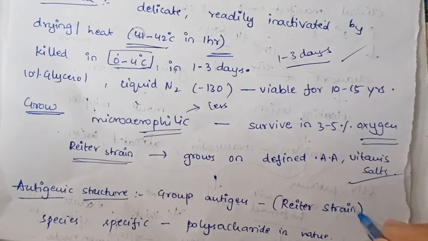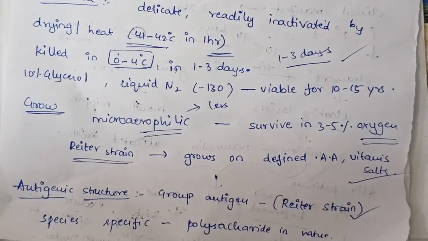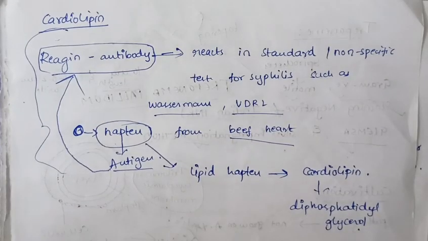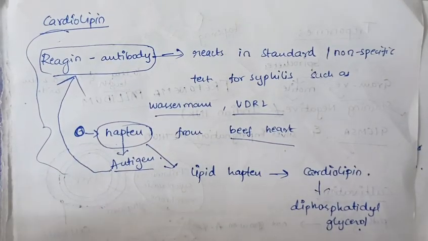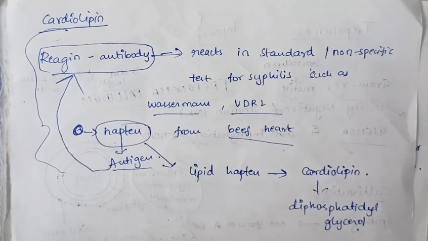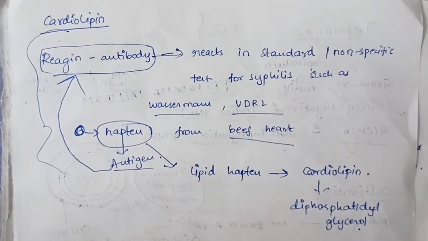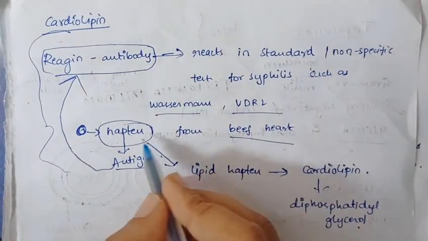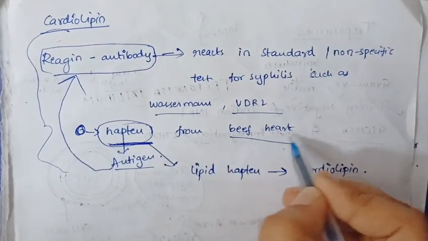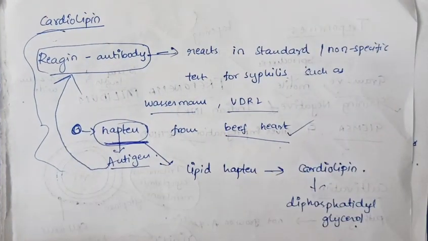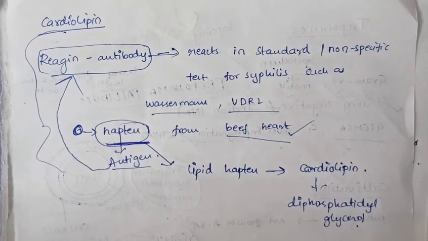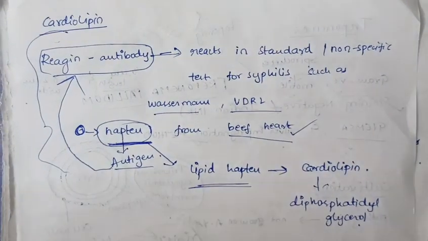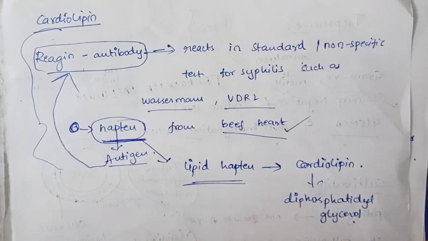Next, coming to the antigenic structure. The group antigen is the Reiter strain, and the species-specific antigen is a polysaccharide. And the next one is the cardiolipin antigen. Actually, what is a cardiolipin antigen? The cardiolipin antigen is nothing but a hapten. It is a hapten molecule which is obtained from beef heart. This cardiolipin antigen is a lipid hapten which is chemically known as diphosphatidylglycerol.